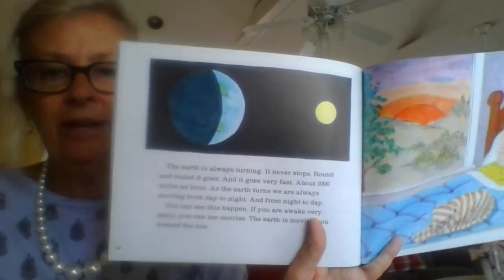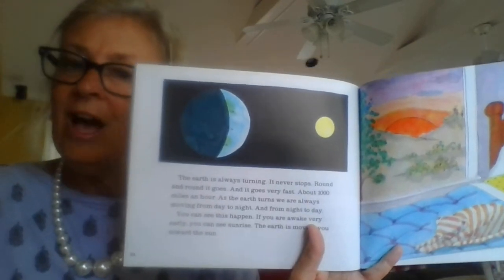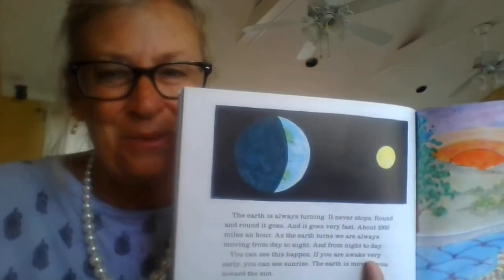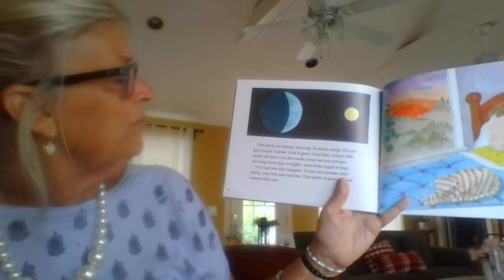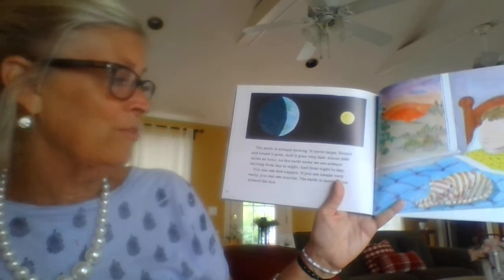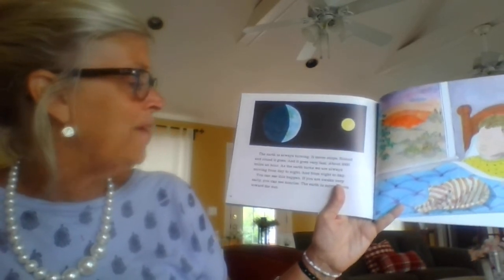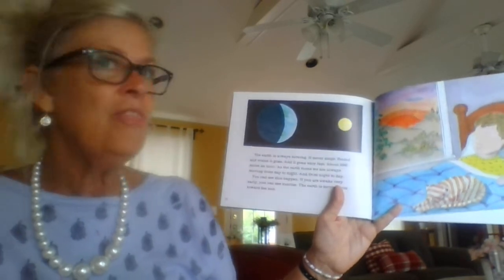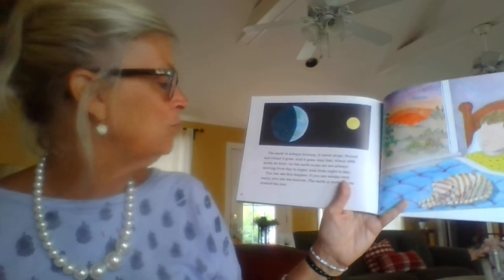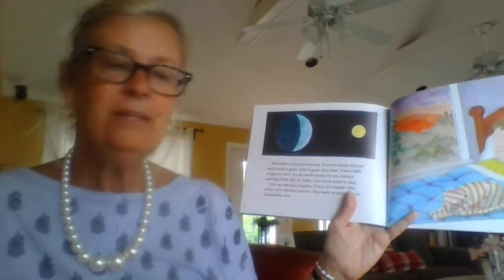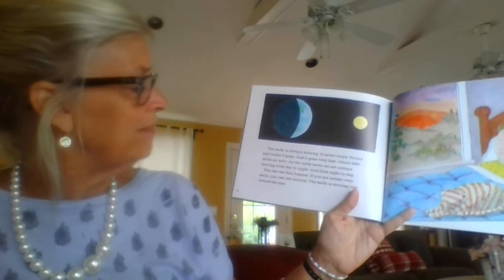Here's a picture of the sun, and there's a picture of the earth, and you'll see it looks like a crescent almost, but that's not the moon, that's the earth. It's just the light hitting it. The earth is always turning. It never stops. Round and round it goes, and it goes very fast, about 1,000 miles an hour. As the earth turns, we are always moving from day to night and from night to day. You can see this happen.